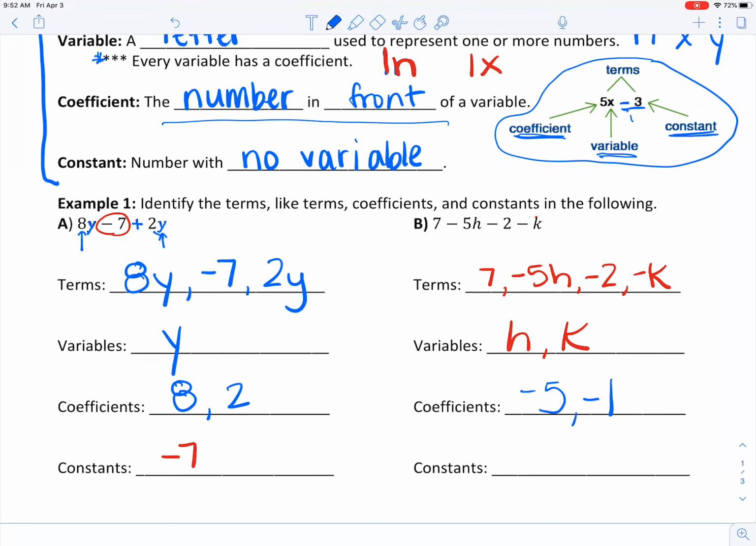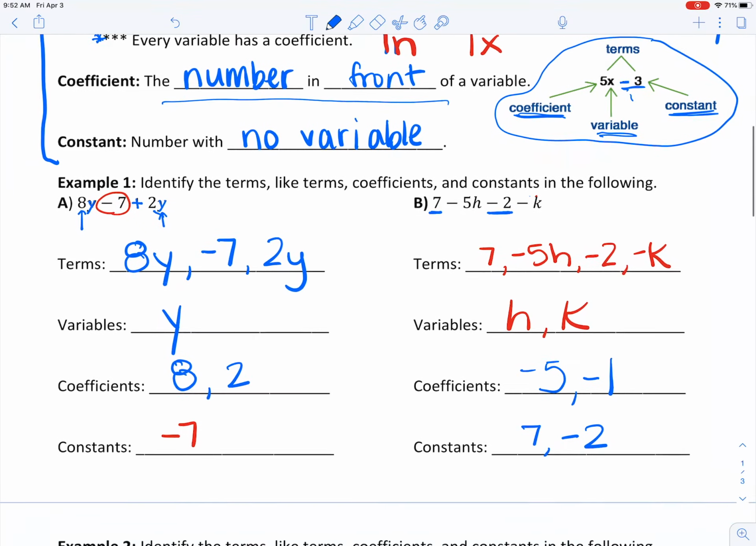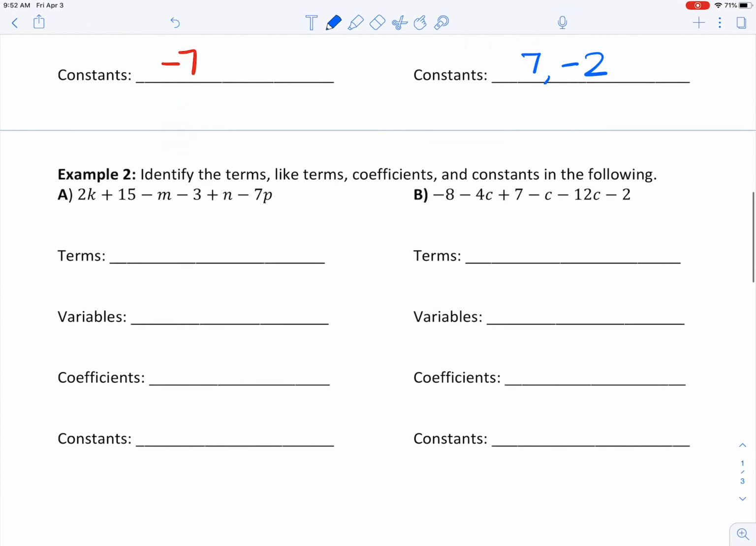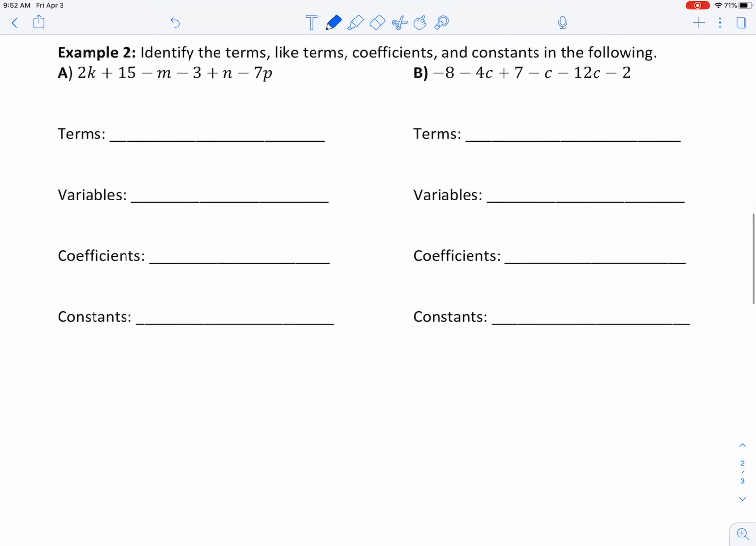All right, now constants, those are the numbers with no variable. So I see that 7 does not have a variable, and then 2 doesn't, but look here, there's a minus in front of the 2. So that means it's a -2. Okay, if we flip over to the back side, we're going to do the exact same thing.